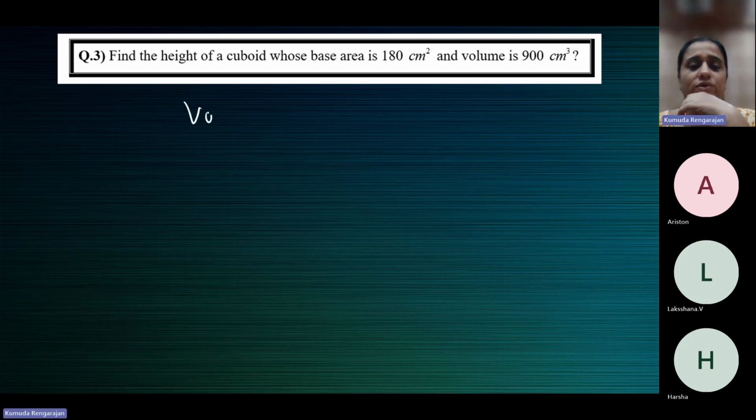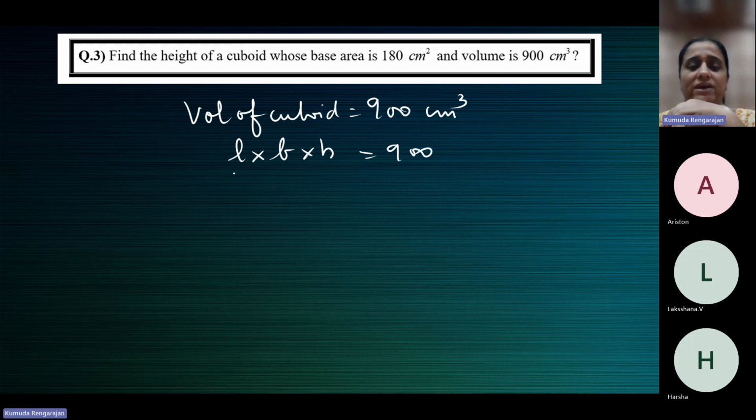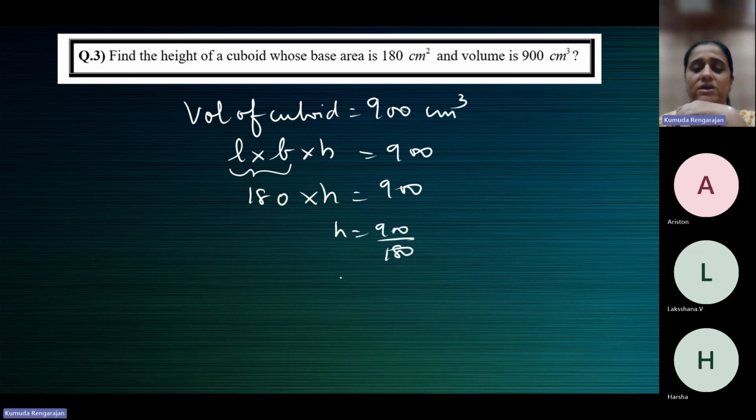So we are given the volume of a cuboid, 900 centimeter cube. Volume of a cuboid is given by L into B into H, which is equal to 900. But the base area, that is L into B, is 180. So 180 into H is equal to 900. So H is equal to 900 divided by 180, H is equal to 5 centimeters. So the height of the cuboid is 5 centimeters.